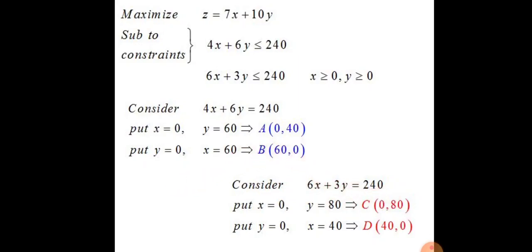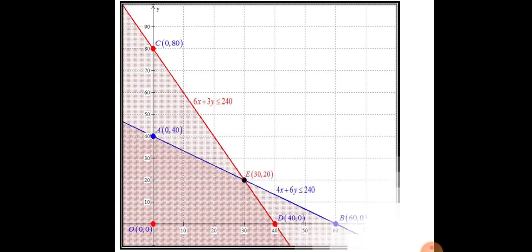By using these 4 points, we have to plot the graph of the function. So this is our graph. Blue line is the first equation and red line is the second equation. These are our points, C, A, B, C, D, and E is our intersection point, that is at x equal to 30 and y equal to 20.